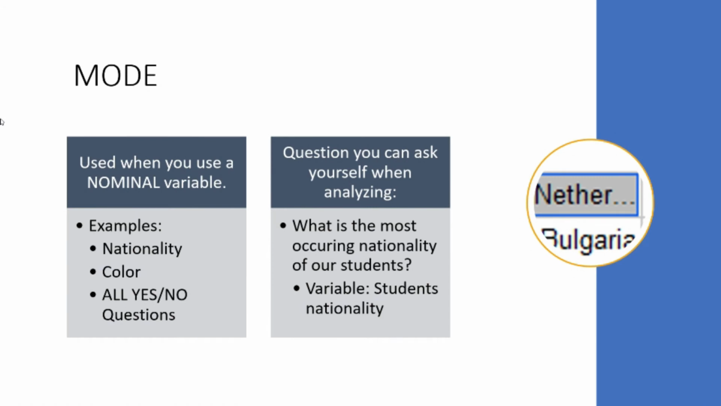The mode, most occurring outcome of a variable. When is it used? It is used for a nominal variable. Examples are nationality, color, all yes/no questions. Questions you can ask: what's the most occurring nationality of our students? Variable student's nationality. And as you can see in the overview from SPSS, the Netherlands and Bulgaria are just below.